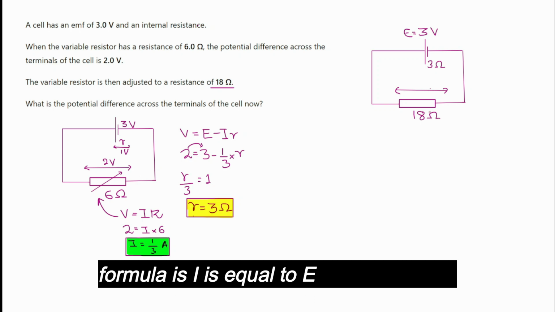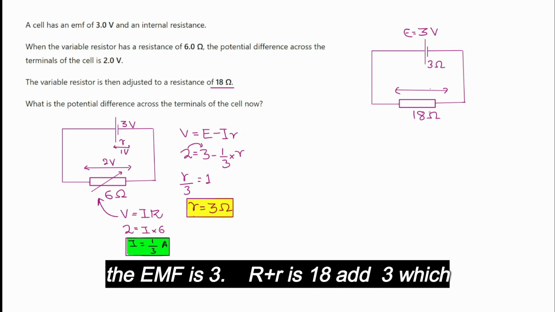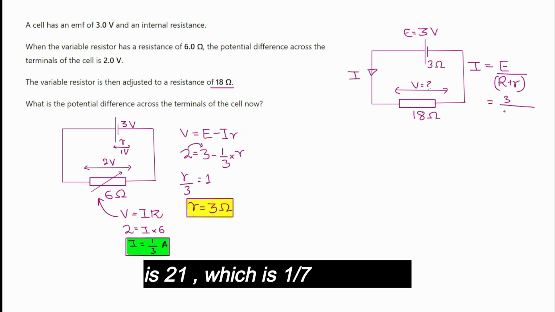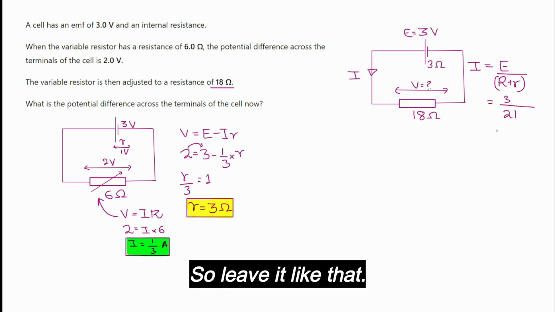The formula is I is equal to E over R plus r. Now, the EMF is 3. R plus r is 18 add 3, which is 21, which is 1/7 of an amp. So, leave it like that.